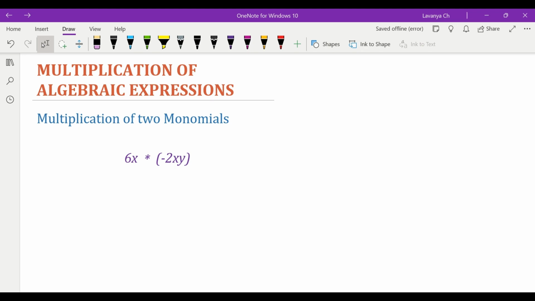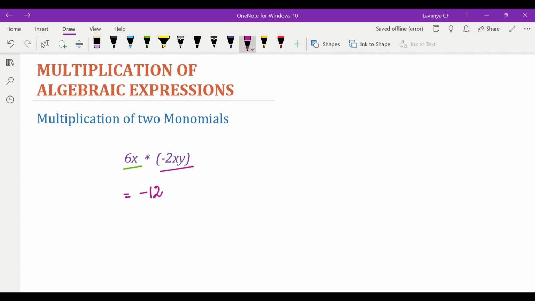In algebraic expressions, we have so many things like monomials, binomials, trinomials. So we'll see how to multiply the monomials first. Monomial is an algebraic expression with only one term. Here we have two monomials, 6x is one monomial and minus 2xy is another monomial. For this, we have to multiply the numerical quotient first, that is 6 into minus 2, which is minus 12.